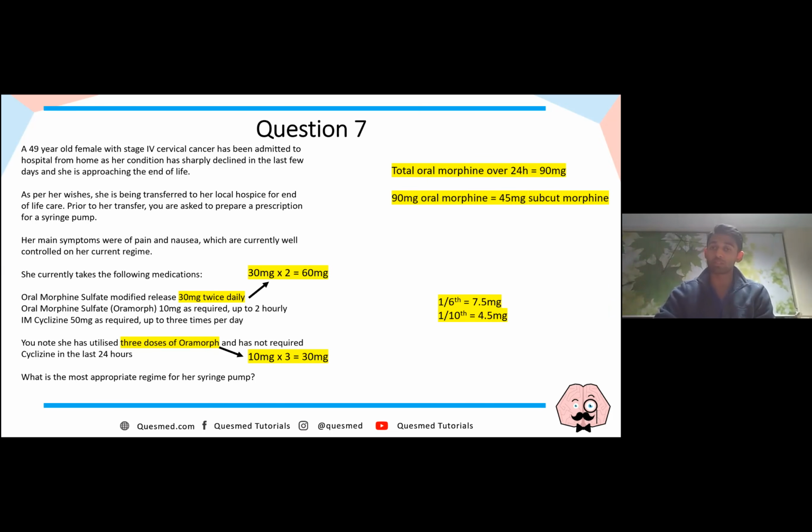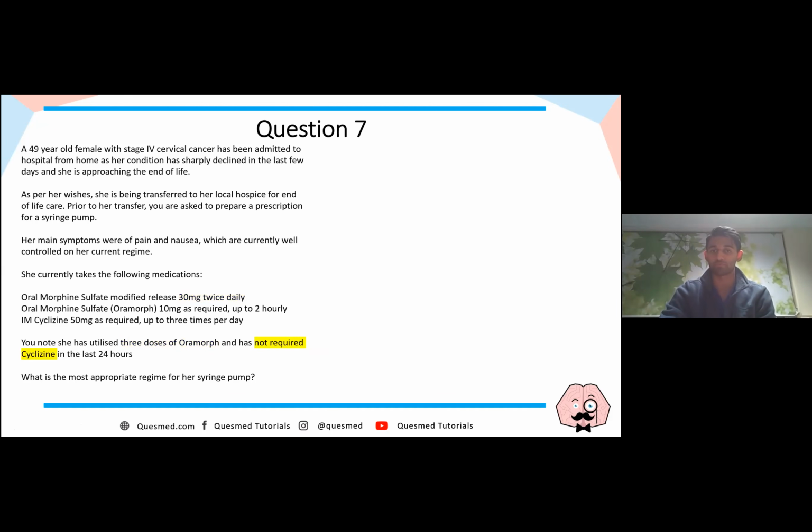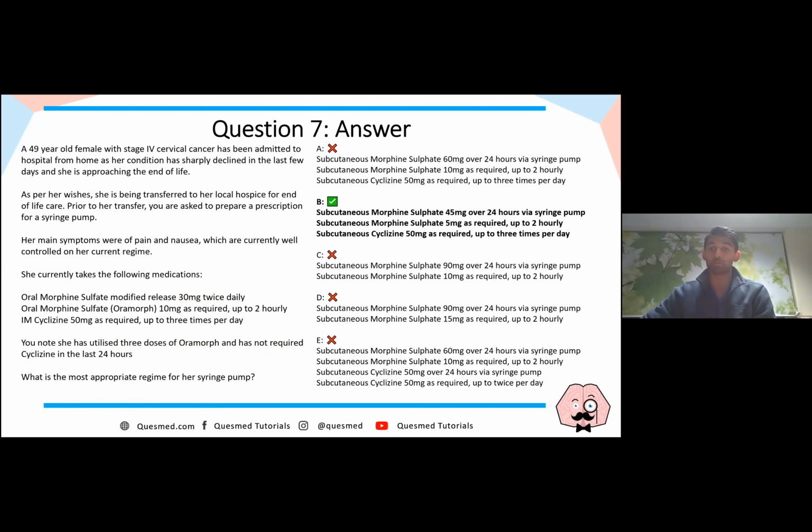You then calculate 1/6 to 1/10 of the new regular dose. So that will fall somewhere between 4.5 to 7.5 milligrams of subcutaneous morphine, or you could argue 9 to 15 milligrams of oral morphine. And that's what you're going to give on top of the new regular dose. And just the final piece is they're on PRN intramuscular cyclizine up to 3 times a day, and she's not been using the cyclizine in the last 24 hours. So that's important because it tells you you don't need to put it as a regular drug. Keep it PRN. So now we can go to the answers, and option B is correct.